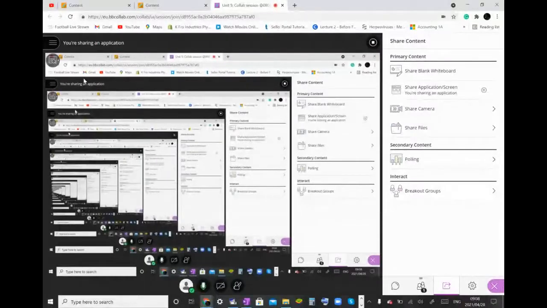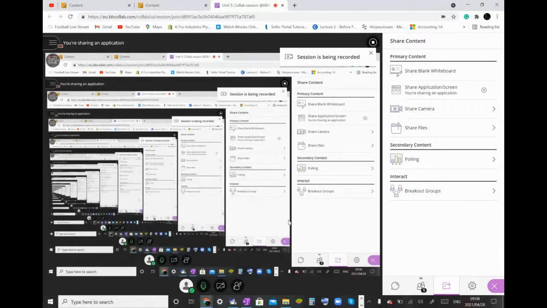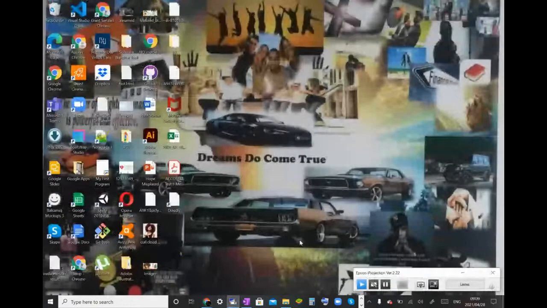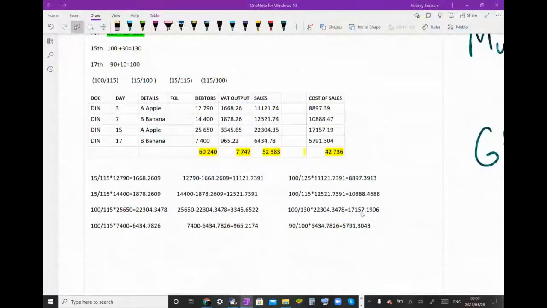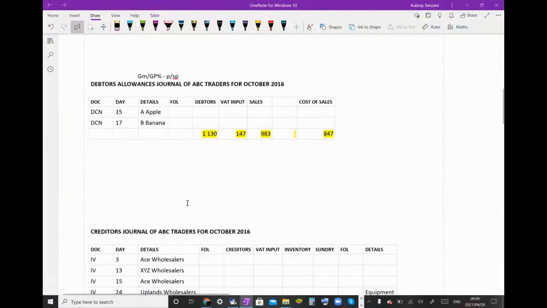So we've done the debtors journal. What we now need to do is the debtors allowance journal and the creditors journal, and then the creditors allowance journal. All right. So let's shift over here. Now we only have 2 transactions for the debtors journal.